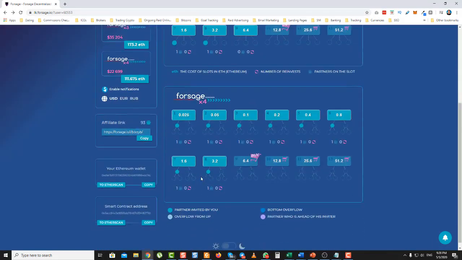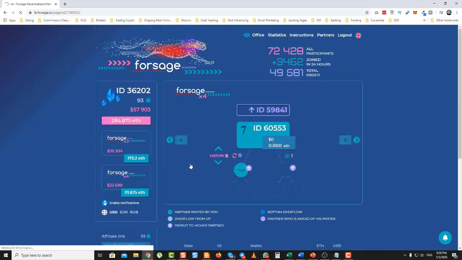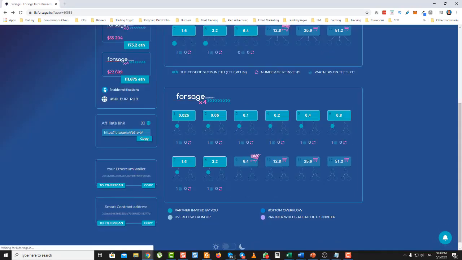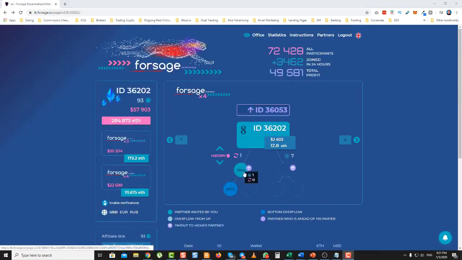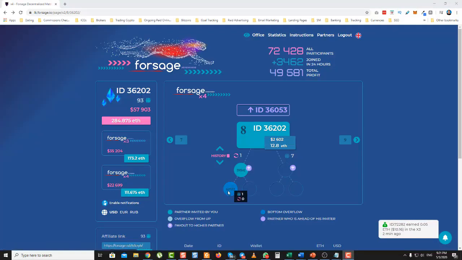If you take a look at 6553 over here, okay, it fell under somebody else's matrix. So this person 59841 actually referred 6553, but for this guy 36202, it is a spillover because he didn't directly refer. Okay, anytime that you see the circles, the gray and the blue, is when it's not directly you refer.